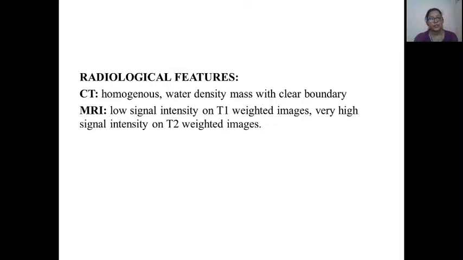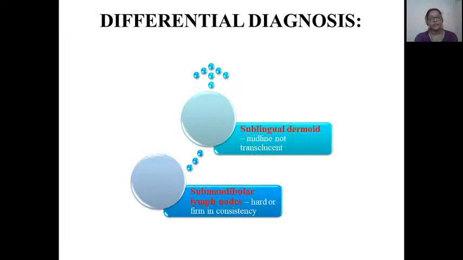Radiological features show a homogeneous water density mass with clear boundary, and MRI shows low signal intensity on T1 weighted images, very high signal intensity on T2 weighted images. How can we differentiate it?